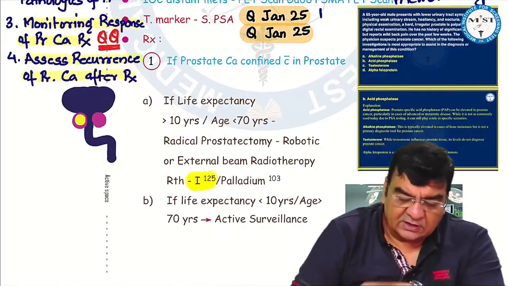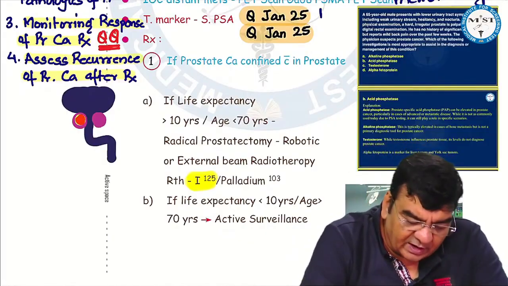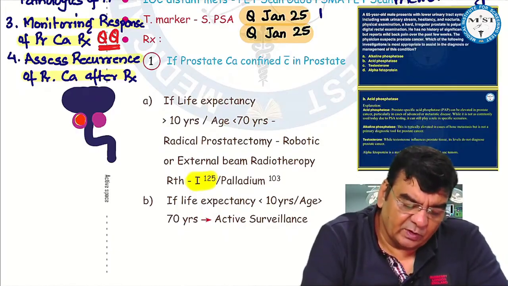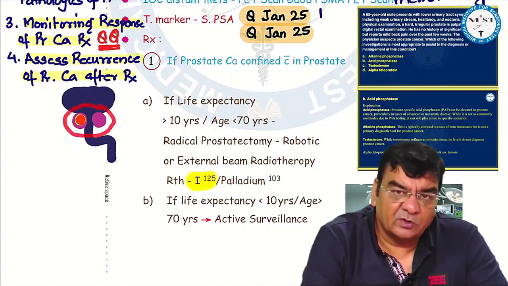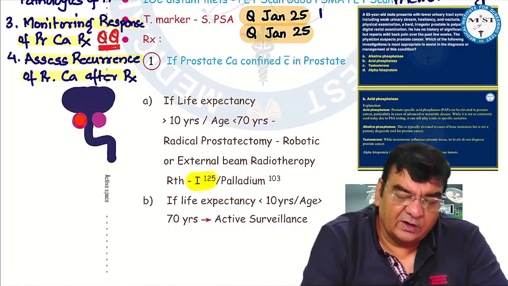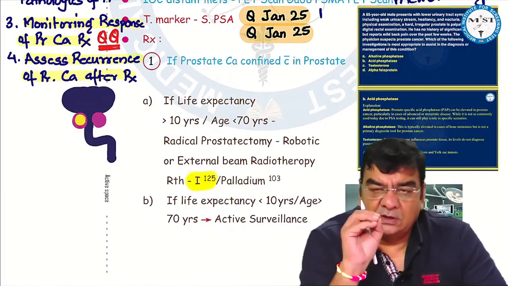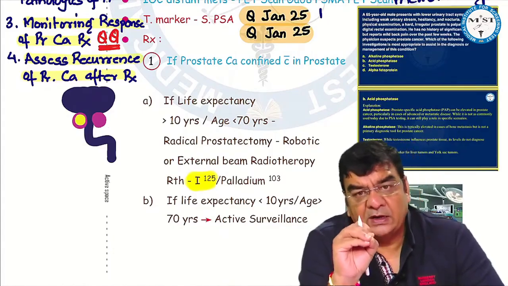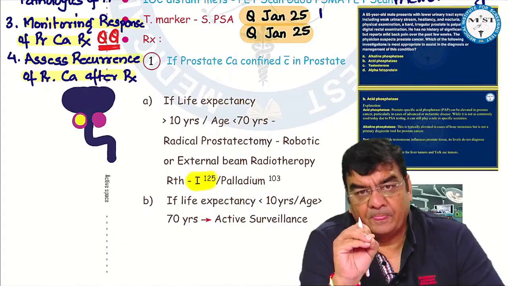If the cancer is confined within the prostate, and suppose age is less than 70 years, where life expectancy is more than 10 years, then we do a radical prostatectomy, either by open, laparoscopic or robotic surgery. Or we can also do external beam radiotherapy, where we use iodine 125, or we can use palladium 103.